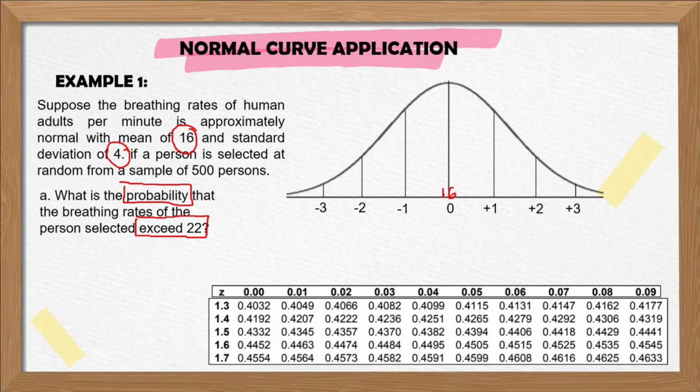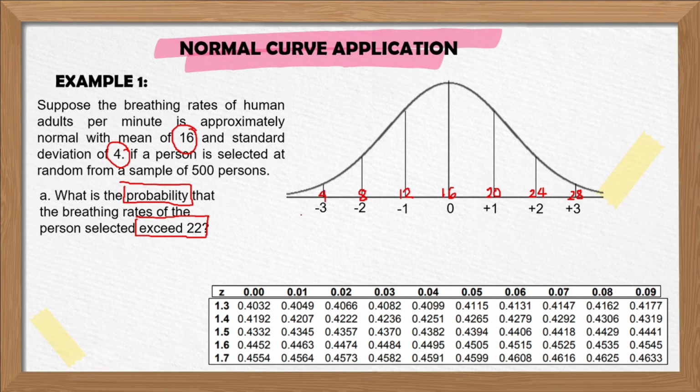So 16, this is the mean. Let us use the standard deviation 4. Let us add 4. 16 plus 4 is 20. 20 plus 4 we have 24. 24 plus 4 is 28. On the left side, minus naman. 16 minus 4 is 12. 12 minus 4 is 8. 8 minus 4 is 4.